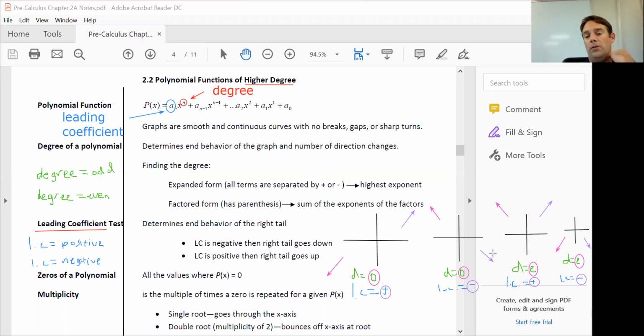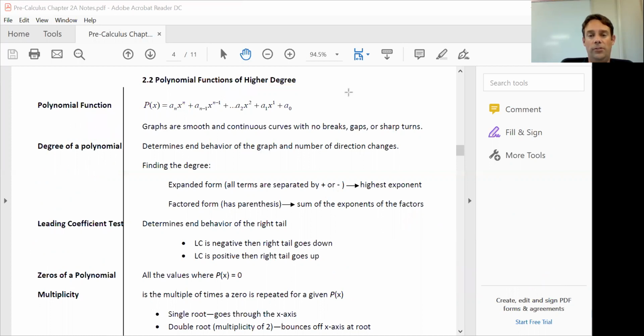So first thing you need to know is, what is that leading coefficient test? Some people call it the end behavior test. We should be able to tell if the graph is going to open up or down, or is it going to start low or start high, and is it going to finish low or finish high? That's the end behavior.